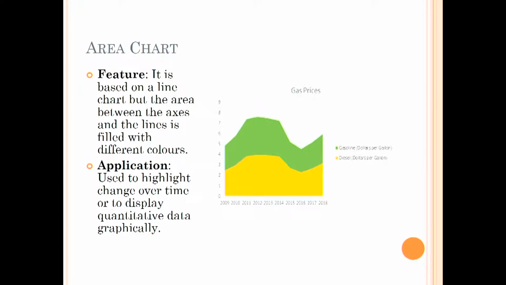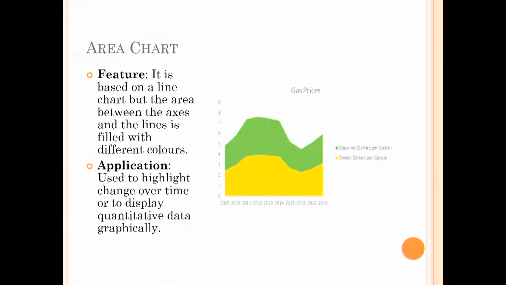The next chart is area chart. The feature of an area chart is that it is based on a line chart, but the area between the axis and the lines is filled with different colors. The application is that it is used to highlight change over time or to display quantitative data graphically. This was about the area chart.